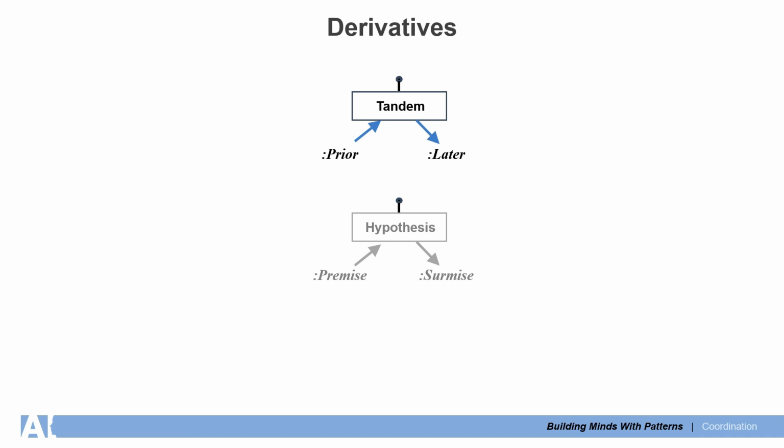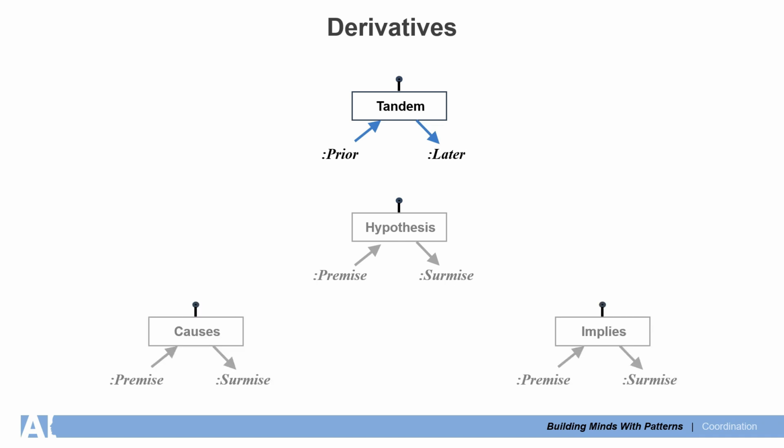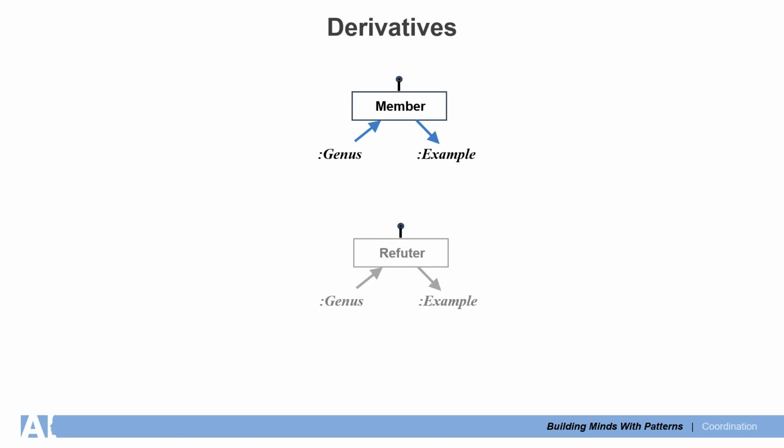Some of the circuits are derivative circuits. For example, hypotheses are derived from the tandem. A hypothesis has a premise, which is the antecedent or prior, and it has a surmise, which is the subsequent or later. Causal and logical hypotheses, called implications, are derived from hypothesis. Memberships are positive examples, refutations are negative examples.